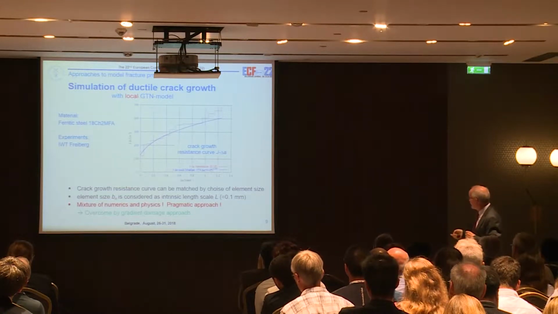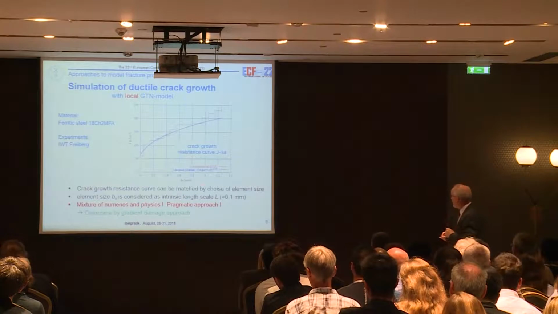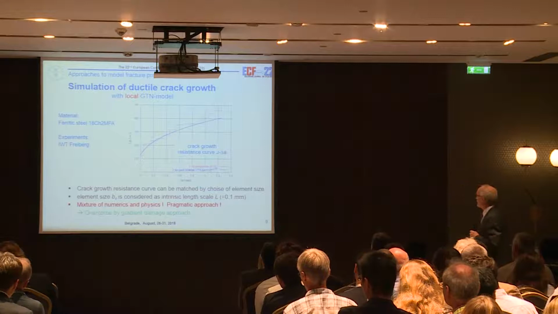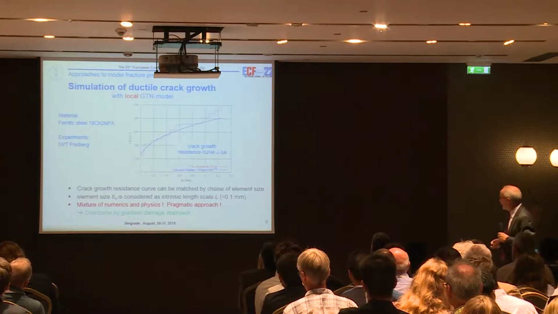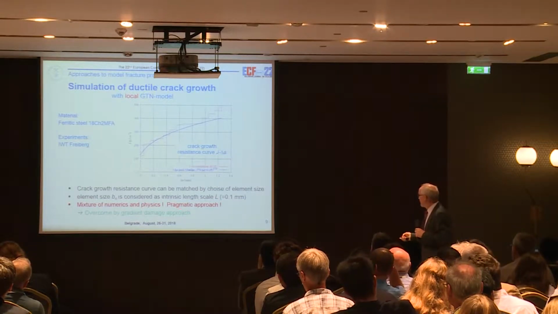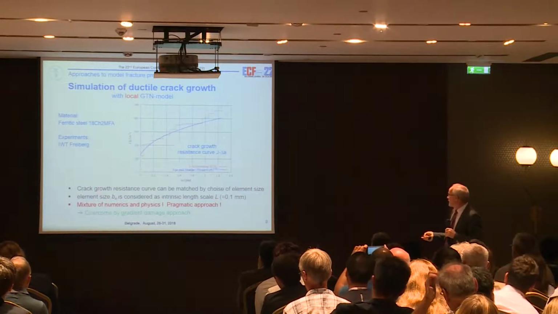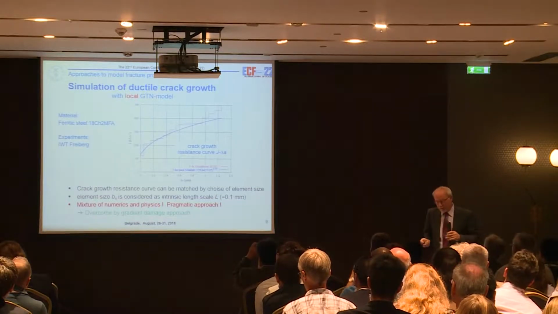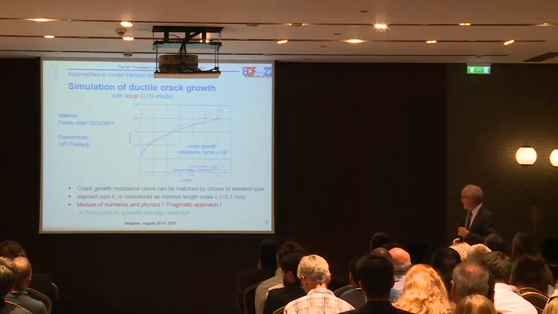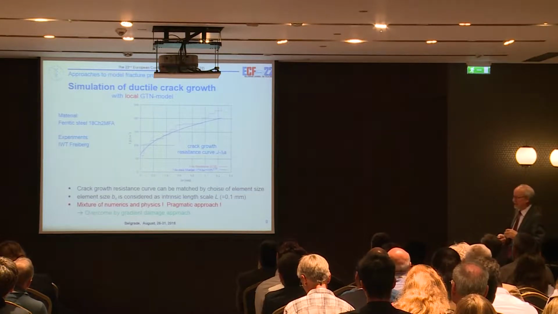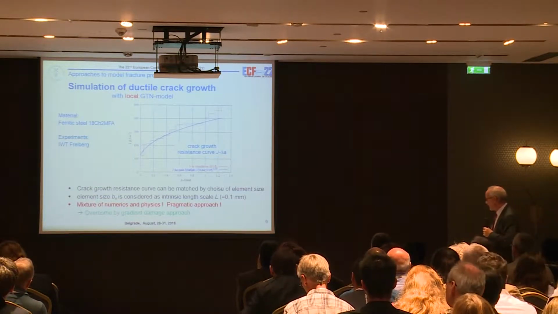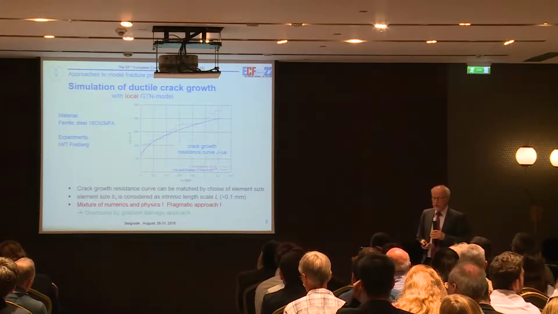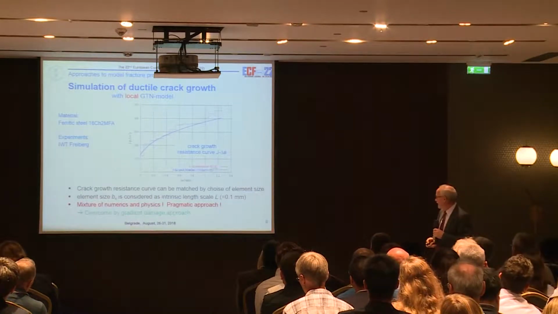So here is a result: the crack resistance curve, J integral over delta a. The blue curve is an experiment, and these were our numerical simulations. You can fit it quite well by adjusting your element size. In our case, it was 100 micrometers, and some people say it is an intrinsic micromechanical length scale, the spacing of voids or something like this. But I think it is a little bit unfortunate mixture between numerics and physics.